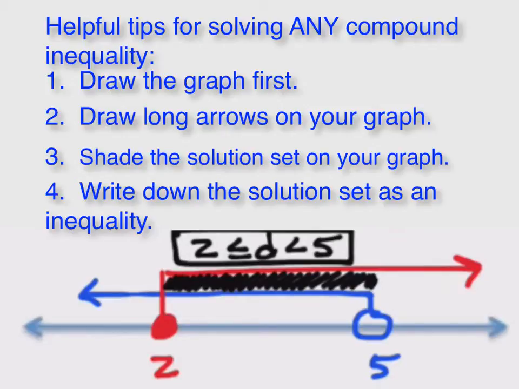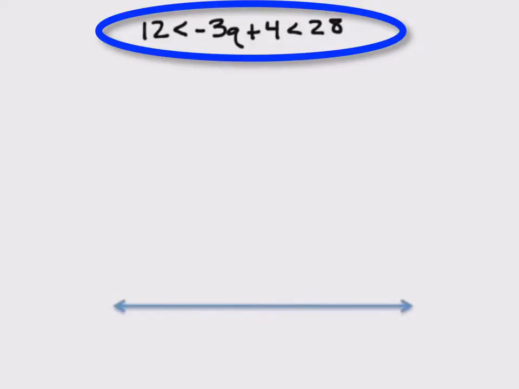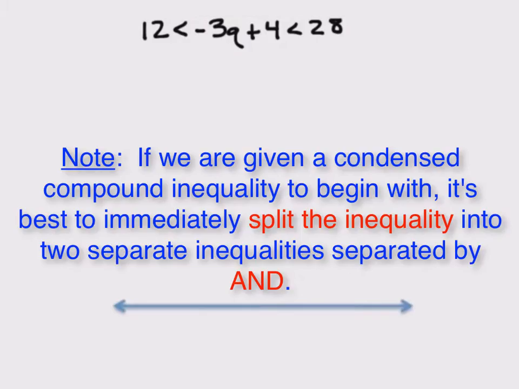If that's not an option, no problem, just a suggestion. Here's a slightly different looking problem, and in this case, we are given a condensed inequality to begin with. And in this case, we need to recognize that this is an AND statement in disguise. And whenever we are presented with this kind of condensed inequality, the best course of action is to split the inequality into two separate statements separated by AND.